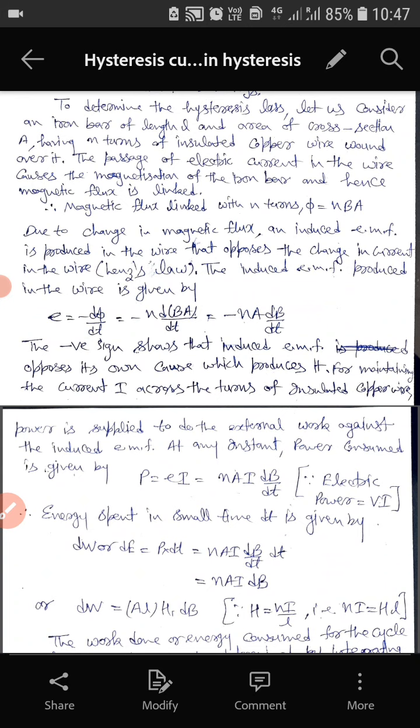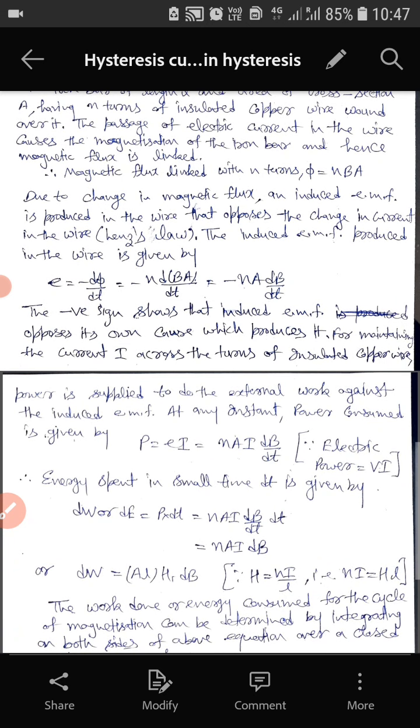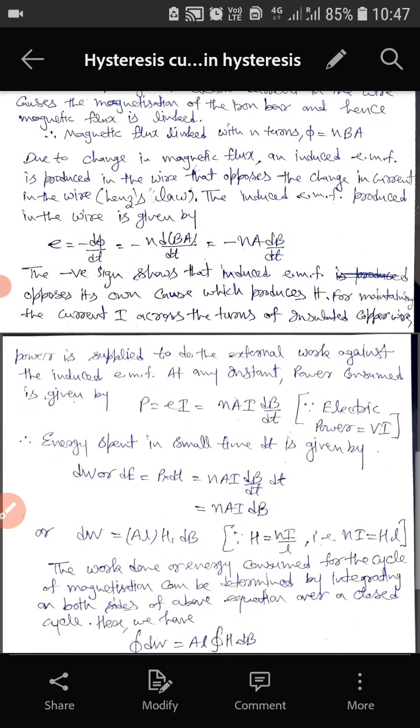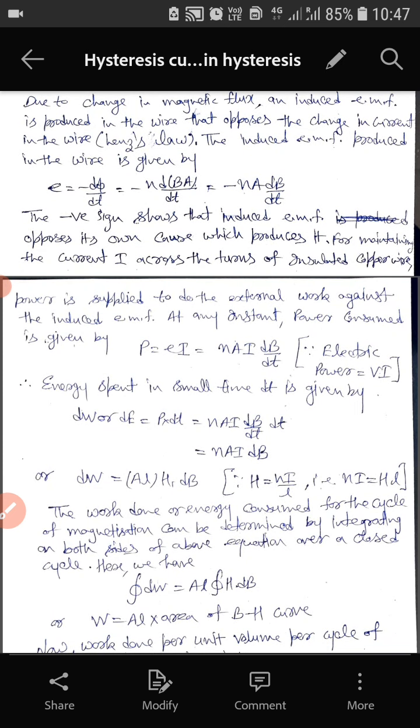So the induced EMF produced in the wire will be minus d phi by dt, and when you substitute the value of the magnetic flux in this relation, we get E equal to minus NA dB by dt. Again, this negative sign shows that the induced EMF opposes its own cause, which produces it. And for maintaining the current I across the turns of insulated copper wire, power is supplied to do the external work against the induced EMF.